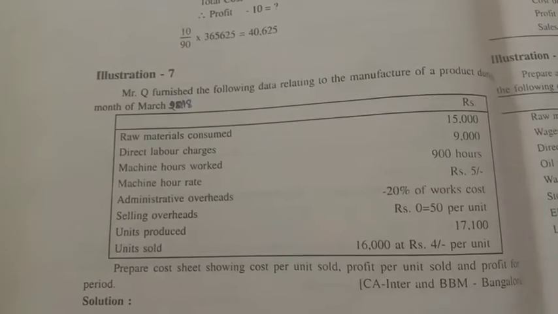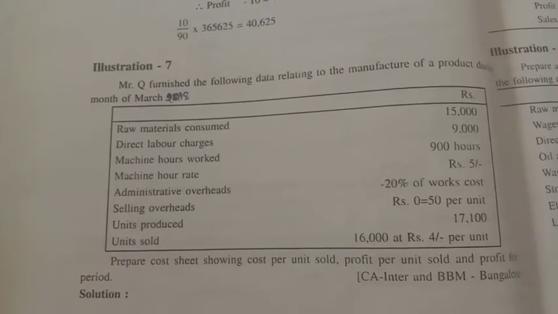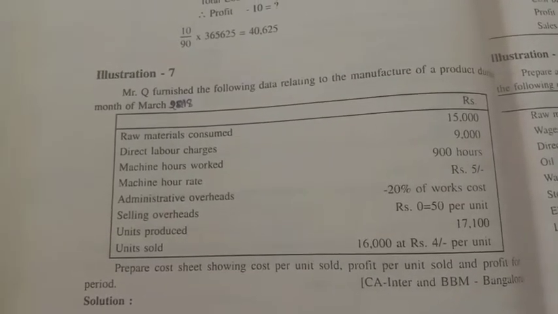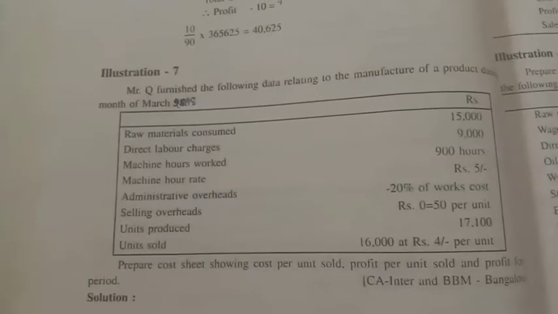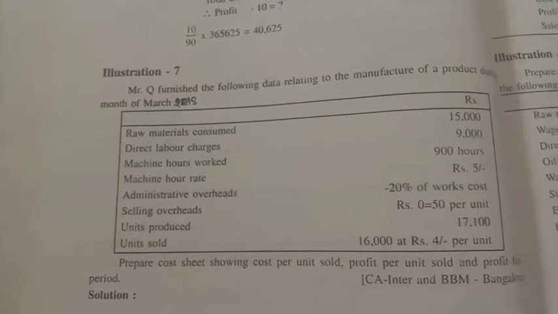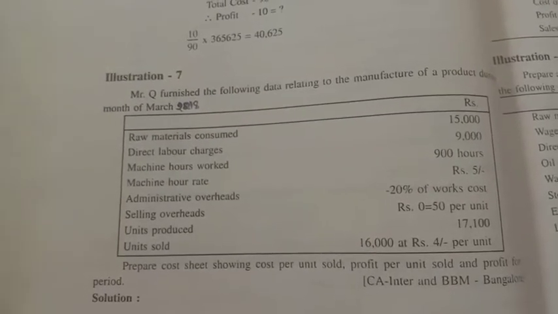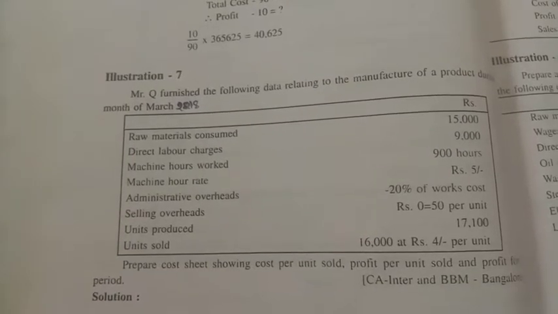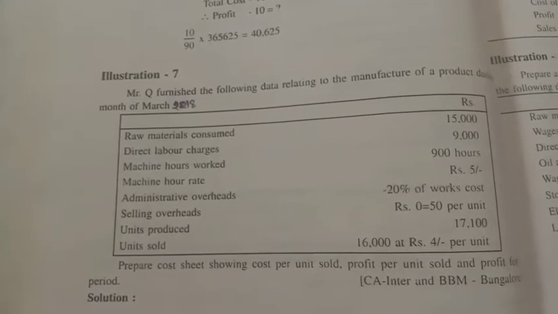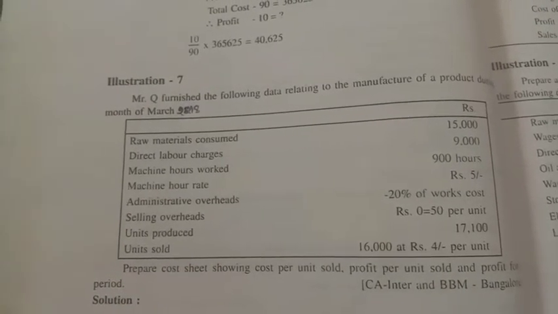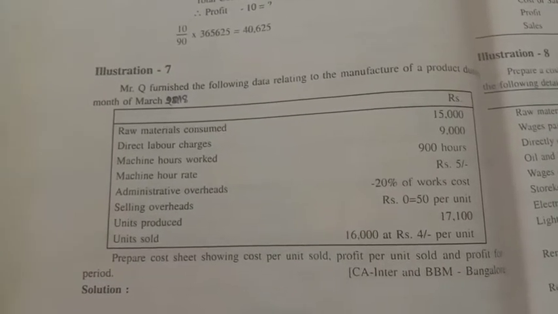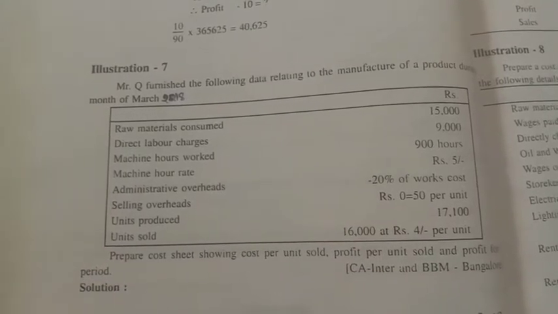So in this problem, units produced is given, units sold is given. The difference between units produced and units sold should always be considered as closing finished goods. In case units produced is 17,100 and units sold is also 17,100, the same amount, then there is no need to calculate the closing finished goods. So closing finished goods will be adjusted with the cost of production, before adding the selling and distribution. Opening is not given, but closing is available, so we only have to deduct closing.